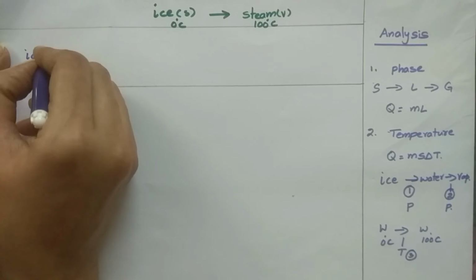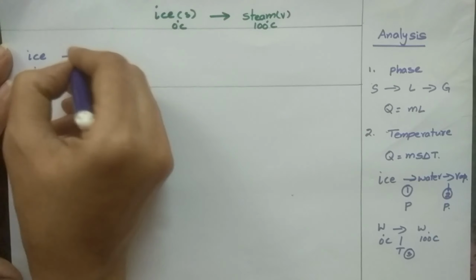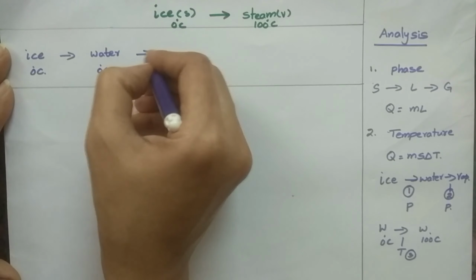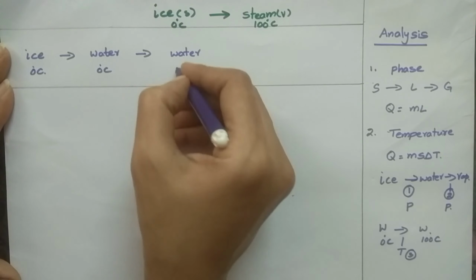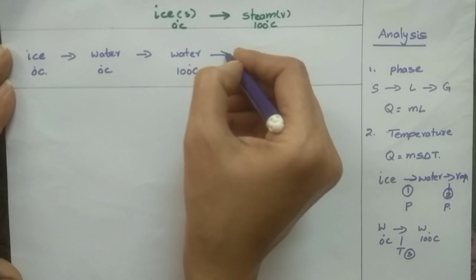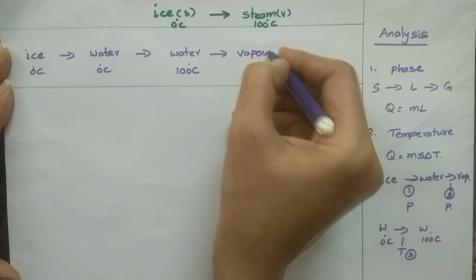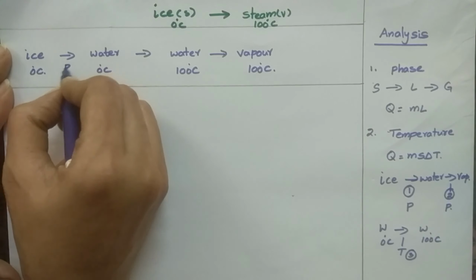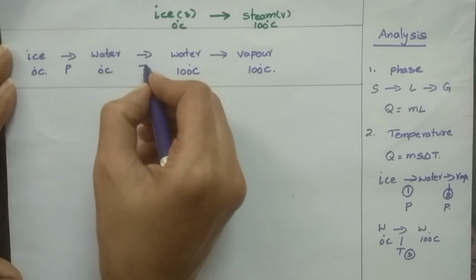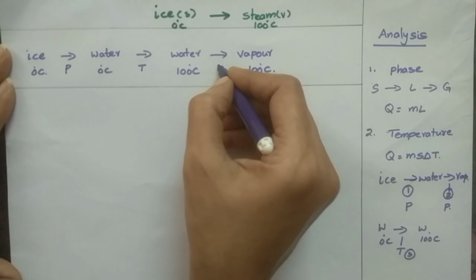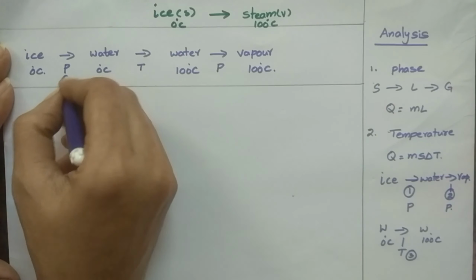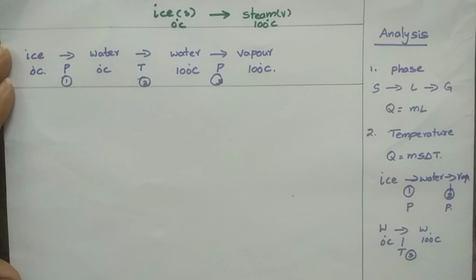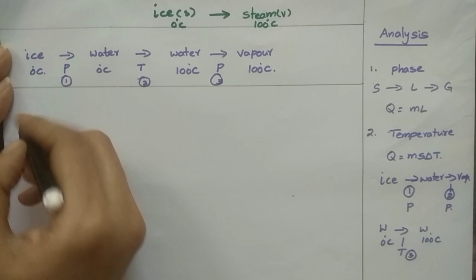I write it again clearly. Ice at 0 degrees centigrade changes to water at 0 degrees centigrade. Then it converts into water at 100 degrees centigrade and then to vapor at 100 degrees centigrade. Ice to water is a phase change. Water to water is a temperature change. And water to vapor is a phase change. 1, 2 and 3. We have to do 3 calculations for the heat transfers.